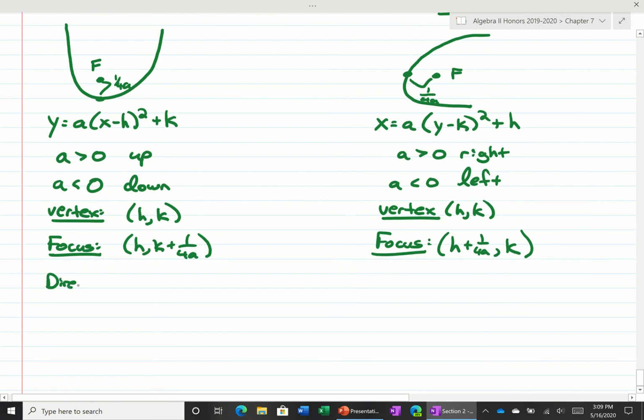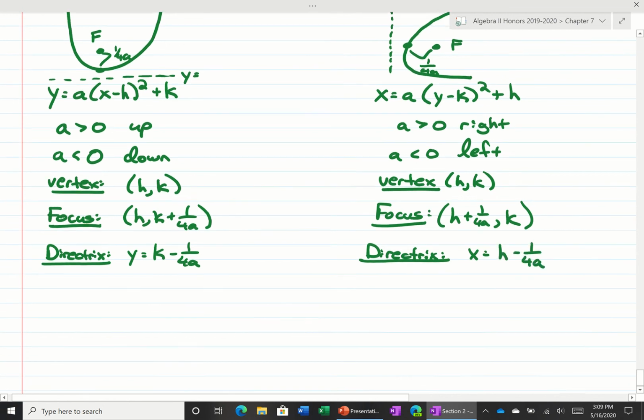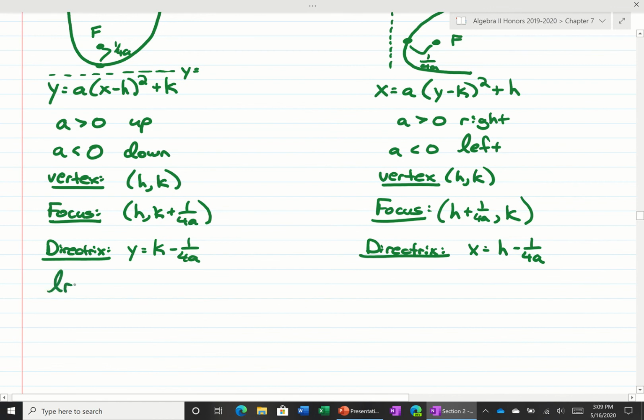And then for our directrix, for the vertical it would be 1 over 4a units below, and that was y equals because it's a horizontal line. But for a horizontal parabola, the directrix would be over here, and the equation for that line would be x equals h minus 1 over 4a, because you're changing the x coordinate. And the length of the LR stays 1 over the absolute value of a units.